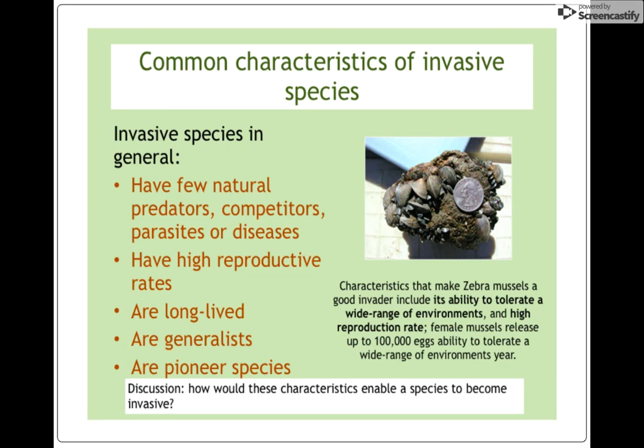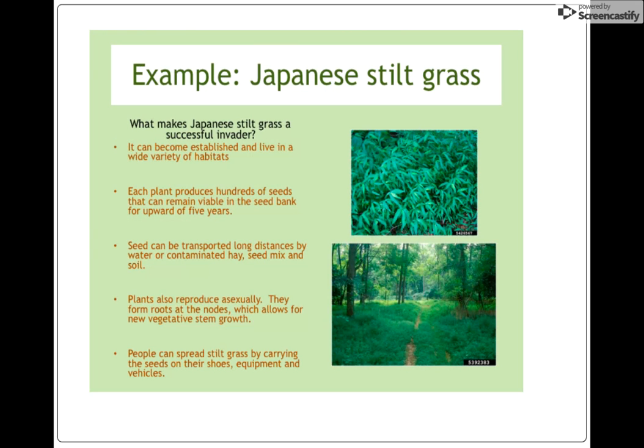So they have a few common characteristics. They have few natural predators, competitors, parasites, or diseases because they're not originally from that area. They have a high reproductive rate, again, because nothing is eating them. They live long lives. They are generalist and pioneer species.